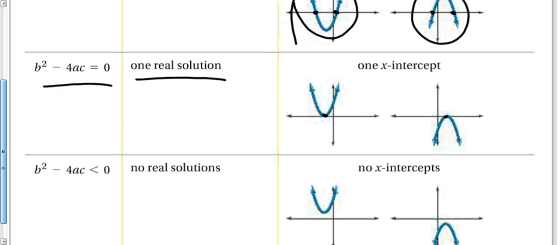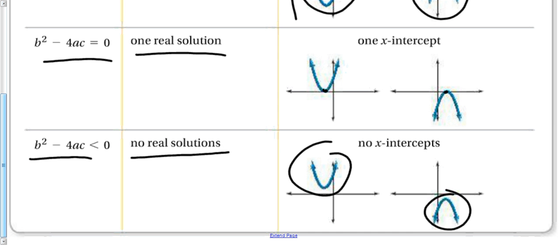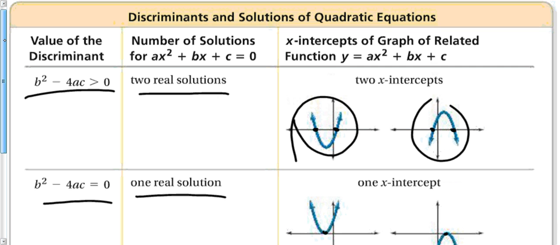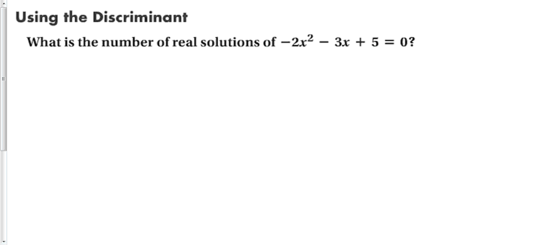And if the discriminant is negative, there are no real solutions, which means the graph never crosses the x-axis. It is above the x-axis or below the x-axis, never crossing. Okay? So the value of my discriminant can tell me how many times the equation crosses the x-axis: 2 times, 2 solutions, 1 solution, or no solutions.